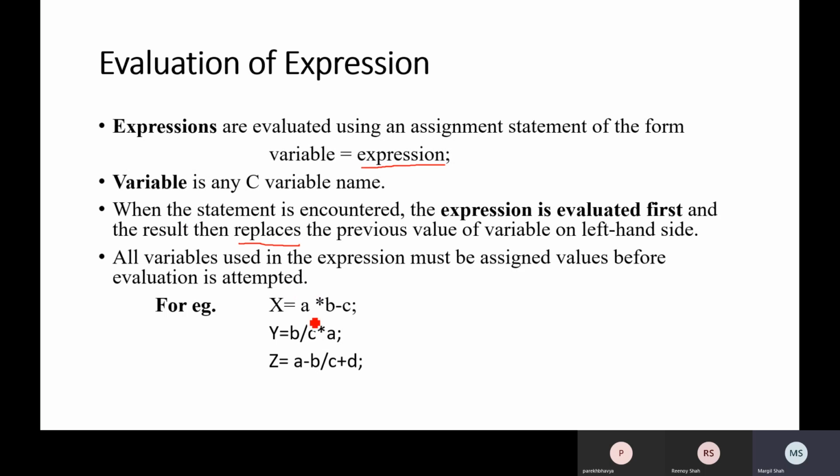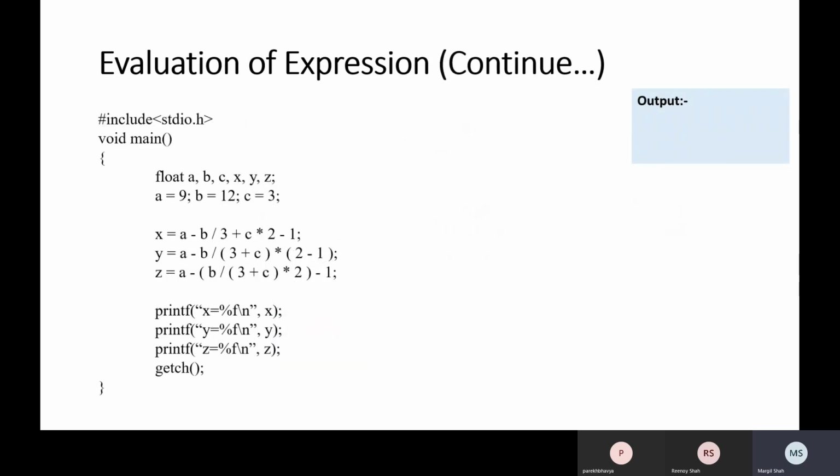So x is equal to a into b minus c, y is equal to b divided by c into a, z is equal to a minus b divided by c plus d. It shows that there are a few things on the right hand side, and on the left hand side there is a variable, and after evaluating the right side we would like to assign the value to the particular variables x, y and z. But the important thing is how this will be evaluated. So let us see how the evaluation takes place.